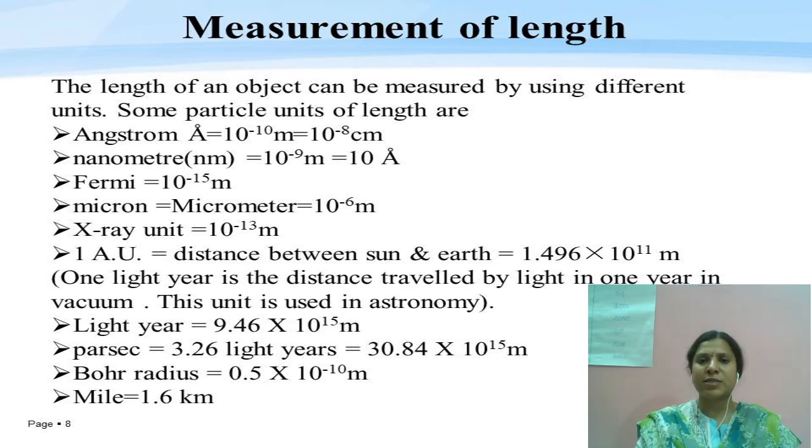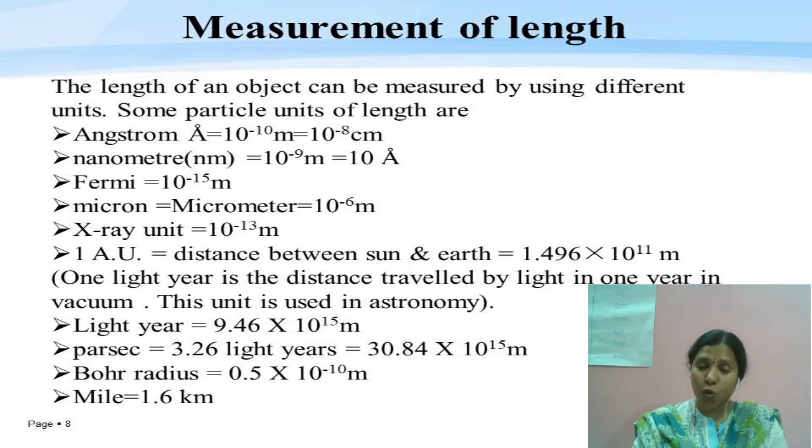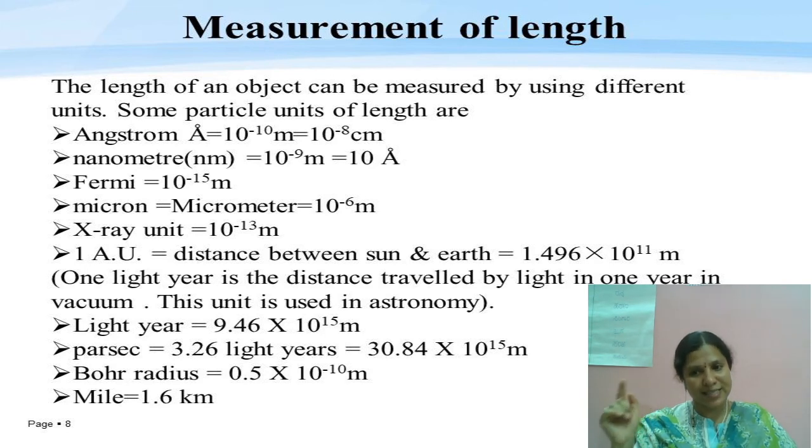So here we have a list of some basic units of length. The first one is the angstrom. Angstrom is 10 power minus 10 meter, which is equivalent to 10 power minus 8 centimeter. Centi means 10 power minus 2, so 10 power minus 8 into 10 power minus 2 becomes 10 power minus 10 meter. Nanometer, nano is 10 power minus 9, that is 10 angstrom. Fermi is 10 power minus 15 meter. Micron, micrometer, is 10 power minus 6 meter. The X-ray unit is 10 power minus 13 meter.